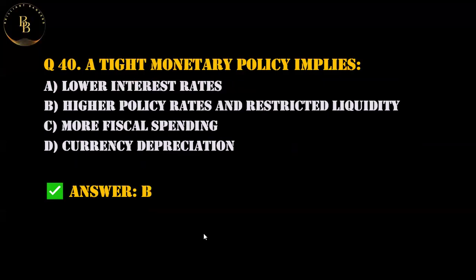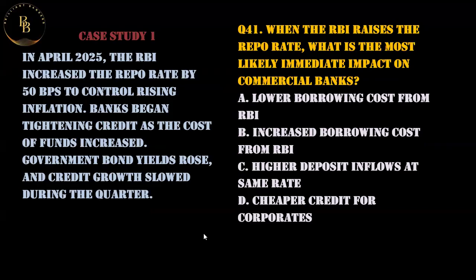A tight monetary policy implies which of these? Lower interest rates, higher policy rates, or restricted liquidity. It is used to curb inflation, reduce credit flows, and raise the borrowing cost. Let's go to question number 41, wherein we will be going for a case study question. We do have two case studies. Question number 41 to 45 will be case study 1, and question number 46 to 50 will be case study 2.